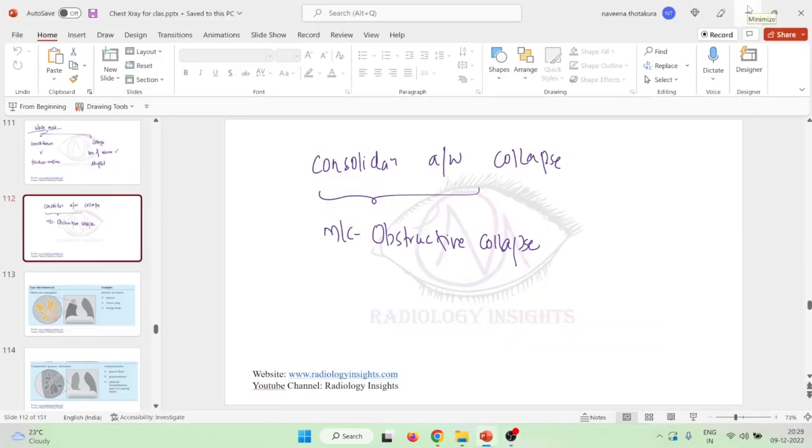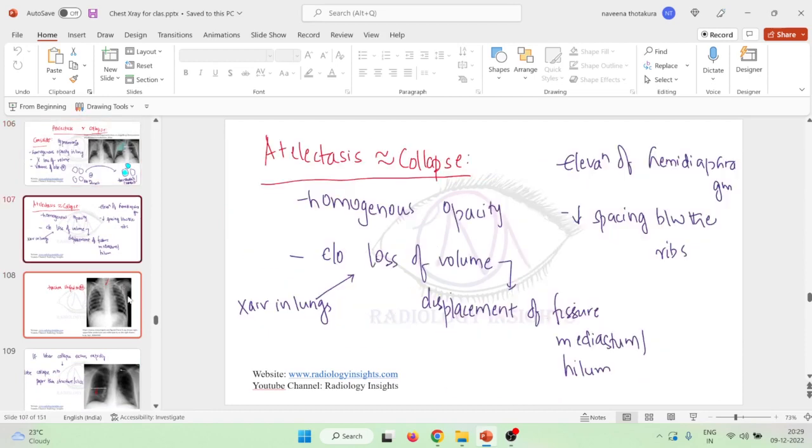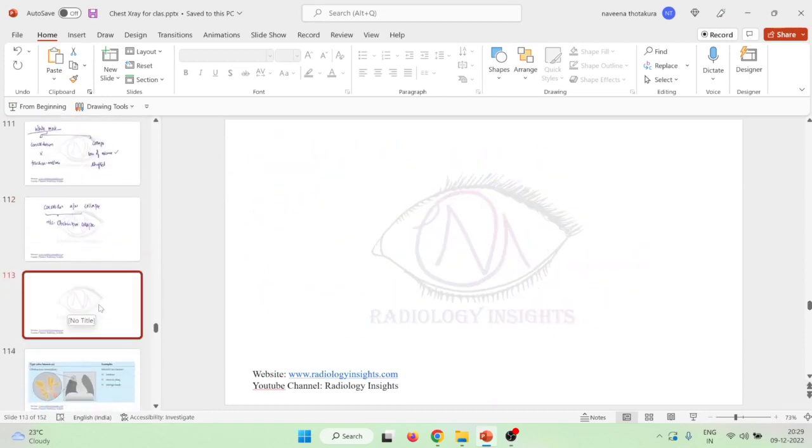Hello friends, let us now learn about the atelectasis and collapse. In the last class we learned about atelectasis and collapse and its difference from consolidation.